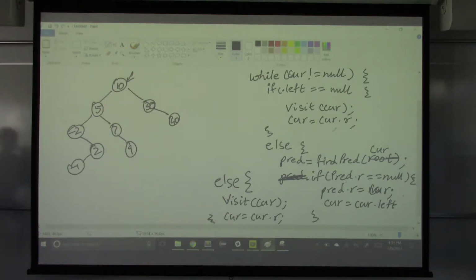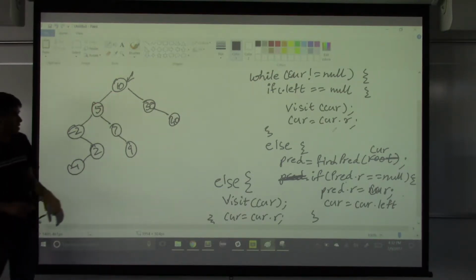So the predecessor of any node in a BST is what? Let's say it has a left subtree in this case: the rightmost child of the left subtree. Or, while traversing from the root, the first ancestor that is smaller.